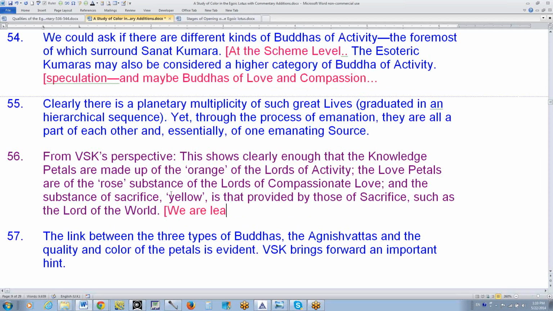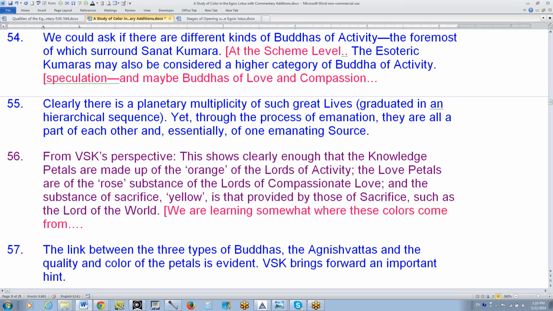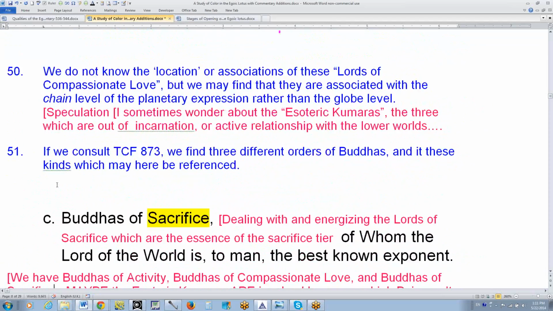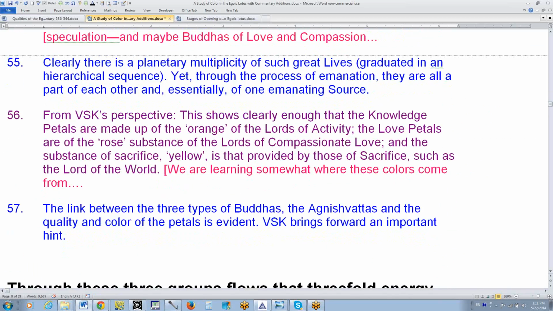So we are learning somewhat where these colors come from. So the link between the three types of Buddhas, the Agnishvattas, and the quality and color of the petals is evident. So the Buddhas of activity seem to be involved in an orange transmission. The Buddhas of love and compassion, or the lords of compassionate love, are involved with the color rose, and the Buddhas or lords of sacrifice with the color yellow.